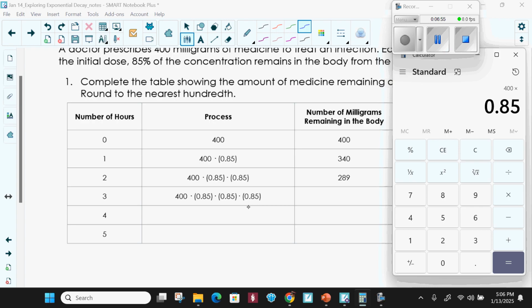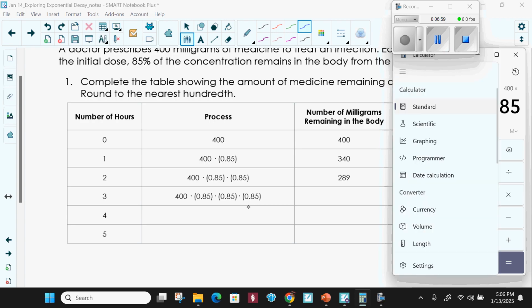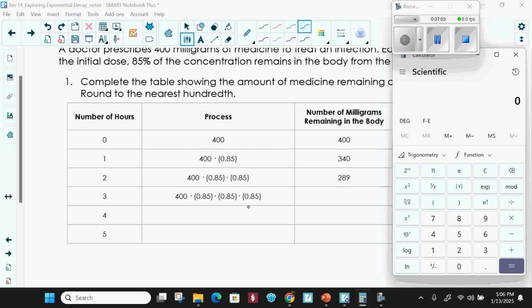Where is it? I don't have it on this one. This is a standard calculator. There we go. I need it in the scientific. Okay, there it is. So 400, let's do the 0.85 first. 0.85 raised to the third power gives me 0.614125. I'm going to multiply that by 400.